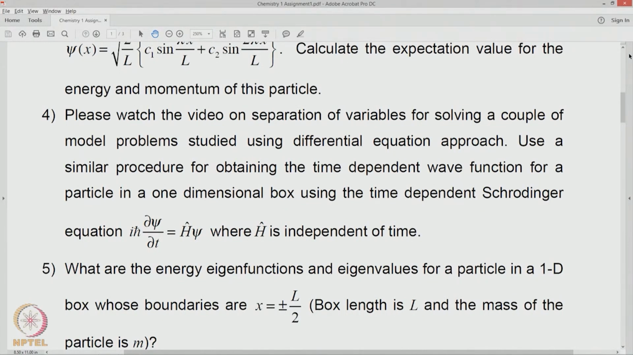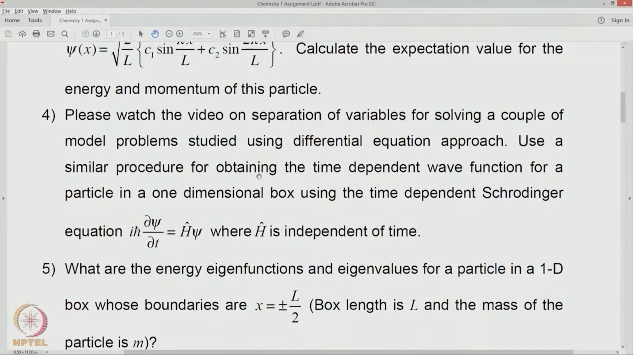Problem 4 in the assignment given on your website tells you to watch the video on separation of variables for solving a couple of model problems studied using the differential equation approach. I gave this as one lecture to tell you how the time dependent Schrodinger equation can be separated out when the Hamiltonian does not depend on time. It used the same or a similar procedure for obtaining the time dependent wave functions for a particle in a one dimensional box using the time dependent Schrodinger equation. It is a very simple problem. I do not think I need to do that.